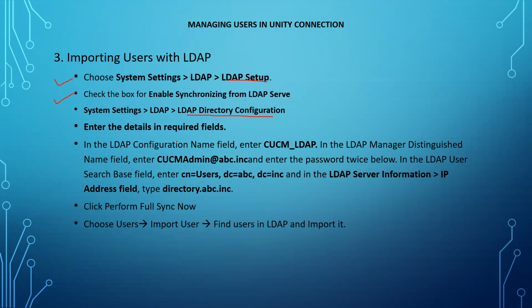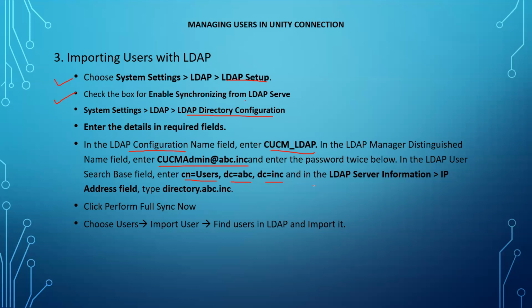The main thing you need to provide is the LDAP configuration name, that is this one. Here I'm using it. Next would be the LDAP manager distinguished name field, that is this one, which I also used here in my lab. Then in the LDAP user search base field, you need to enter CN equals users, DC equals ABC, DC equals INC. That is like a domain. Here you can say this is a domain, abc.inc.